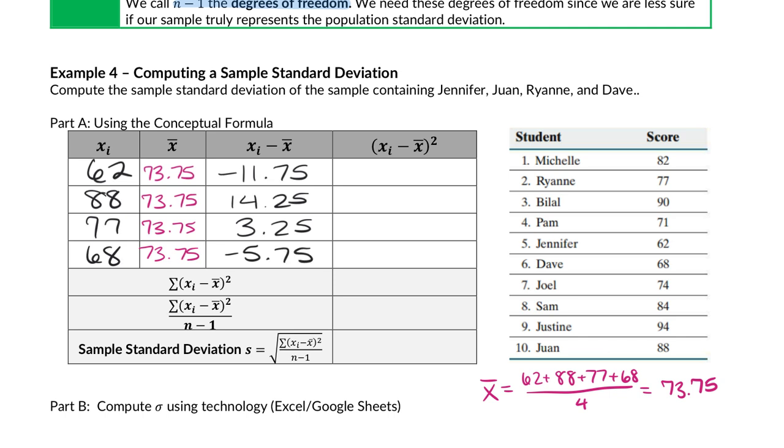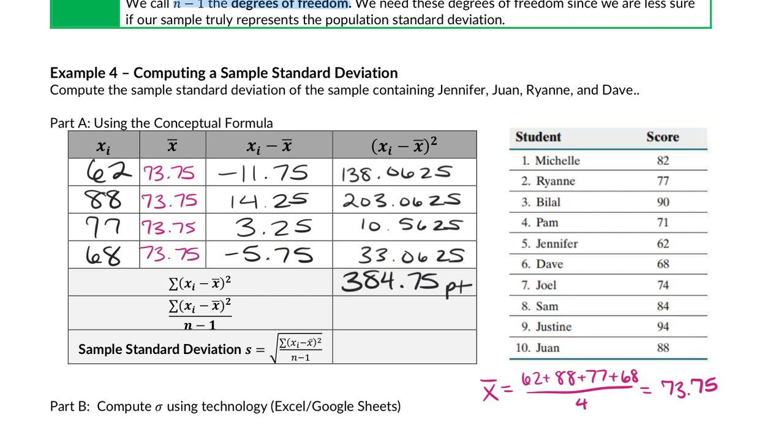We're going to square those terms, and you're going to keep as many decimals as possible. So in this case, we're going to keep 4 decimals. 138.0625, 203.0625, 10.5625, and 33.0625. Again, I'm just squaring these terms here. Building up to our sample standard deviation equation, we're going to sum those values. So I'm going to add up these guys.